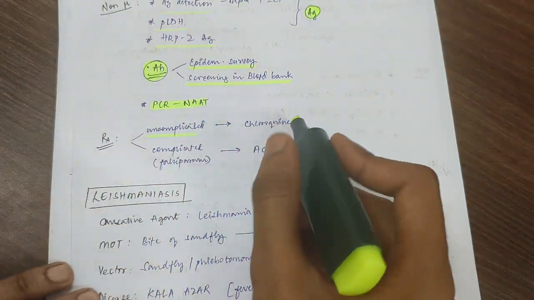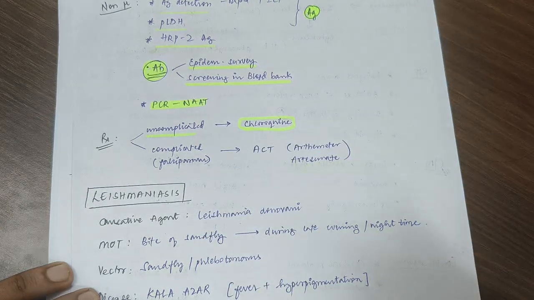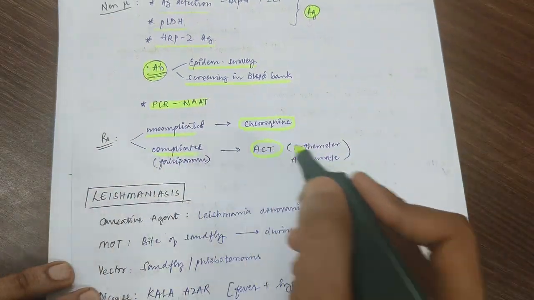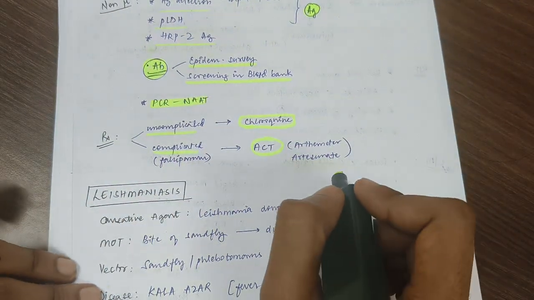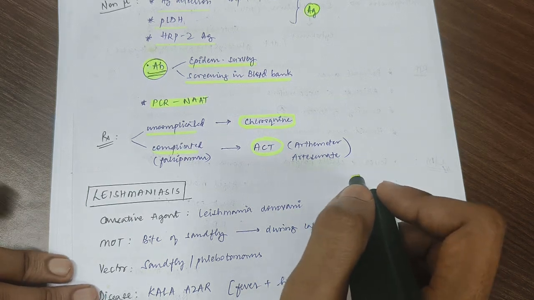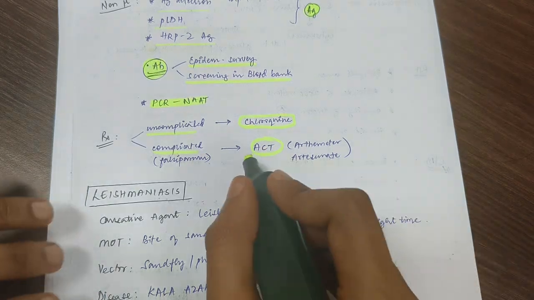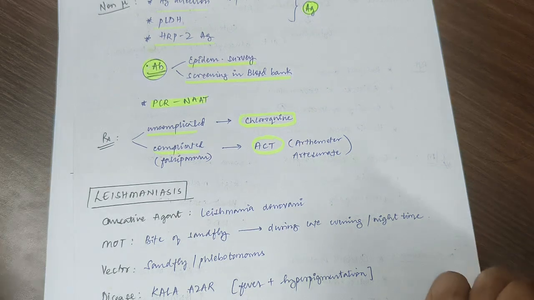Treatment: uncomplicated, you are going to just use chloroquine. Complicated, you are going to use the artemether and artesunate components. That is artemisinin combination therapy.